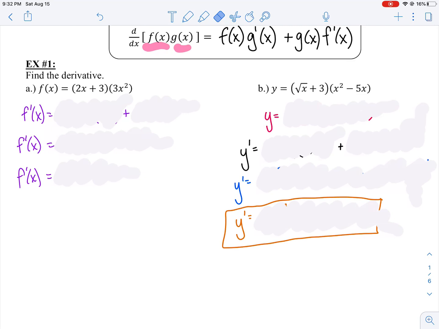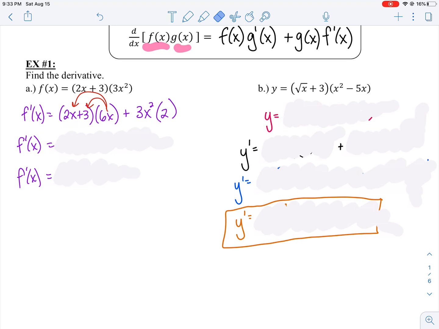Product rule says, remember, the first, which is our 2x plus 3, times the derivative of our second. So the derivative of 3x squared is 6x. Plus the second, which is our 3x squared, times the derivative of our first. The derivative of 2x is 2, and the derivative of 3 is 0. So really the derivative of my first is just 2. Now, I do have to do a little bit of distributing and combining like terms.